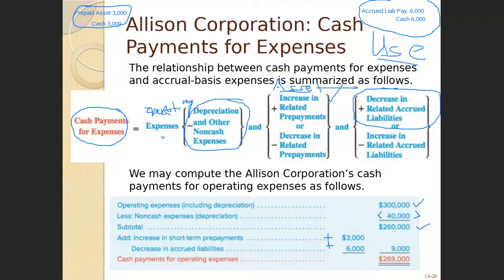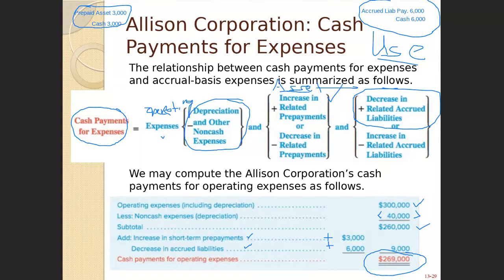And the formula is always the same. All right, so here, let's figure out how much cash the corporation actually paid for operating expenses. Again, you start with operating expenses, that figure on the income statement. You subtract any non-cash expenses off the top immediately, the $40,000. Then you look at the related changes in the prepayment accounts and the related changes in the liability accounts. You add those two figures.